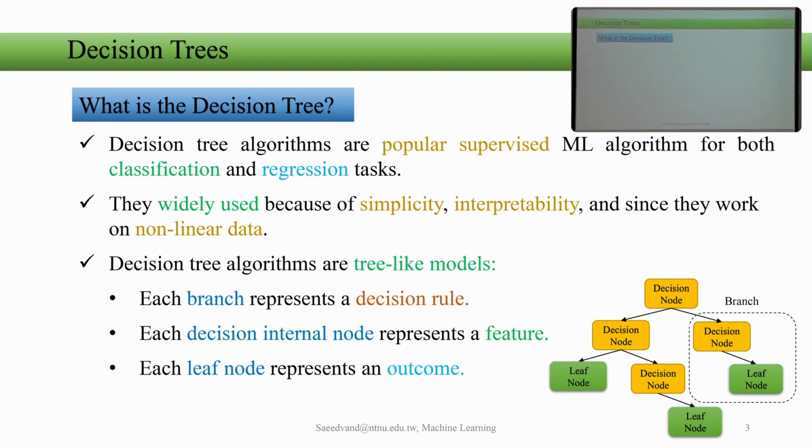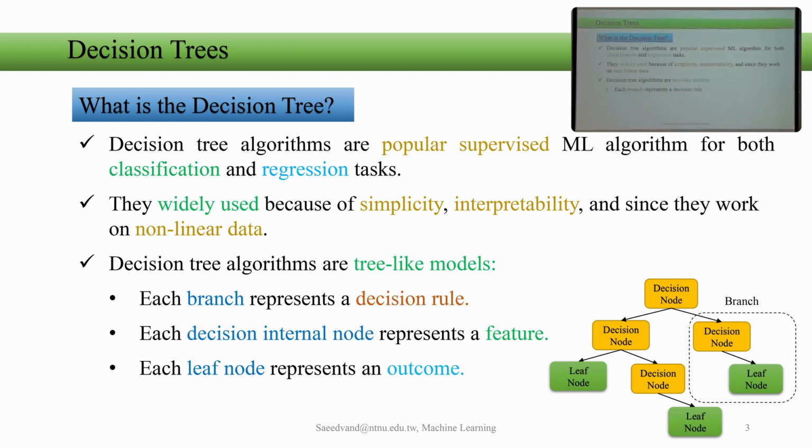So let's dive in step by step. First of all, what is the decision tree? Decision tree is a popular supervised machine learning algorithm that can work for both classification and regression. It is widely used. Why? Because it is simple and easy to interpret. It means that we can easily discuss what is happening, and also it works with nonlinear problems. We are not limited to only linear problems where we need to predict a line.